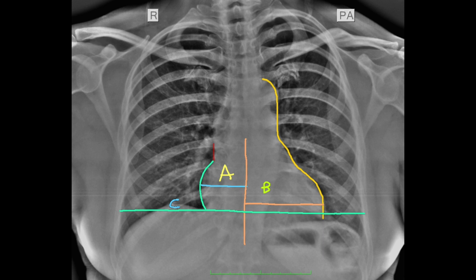Or you can even just measure the transverse cardiac diameter. For a PA film it should be approximately less than 14.5 centimeters, and for AP film it should be less than 15.5 centimeters.